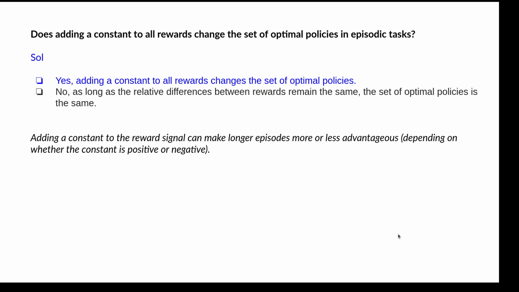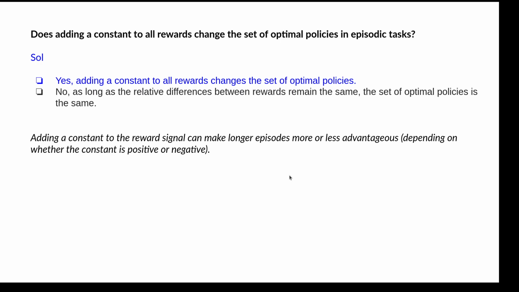So as someone has already pointed out, yes, adding a constant to all rewards would change the set of optimal policies. It is true, because adding a constant can make longer episodes more or less advantageous. That's why I said episodic is key here: if you add -5 to each reward, you are telling the model in some sense that it shouldn't do the task for a longer time. So that is why episodes matter. A longer episode is more or less advantageous depending on whether the constant is positive or negative. Is it clear now? Adding a constant will change the set of optimal policies.